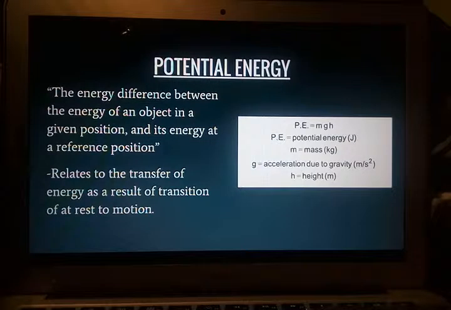For potential energy, this is the energy difference between the energy of an object in a given position and its energy at a reference point. So this relates to the transfer of energy as a result of the transition from a resting phase to motion. And the equation for the potential energy is mass in kilograms, gravity in meters per second squared, and height in meters.